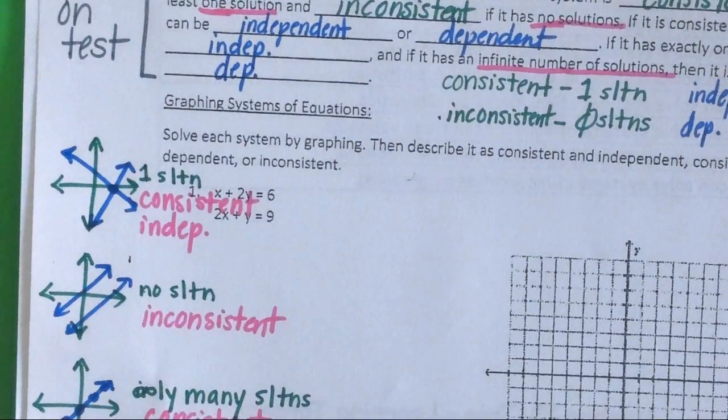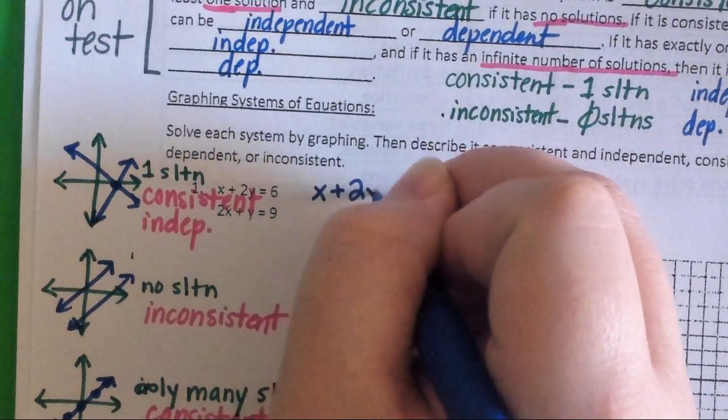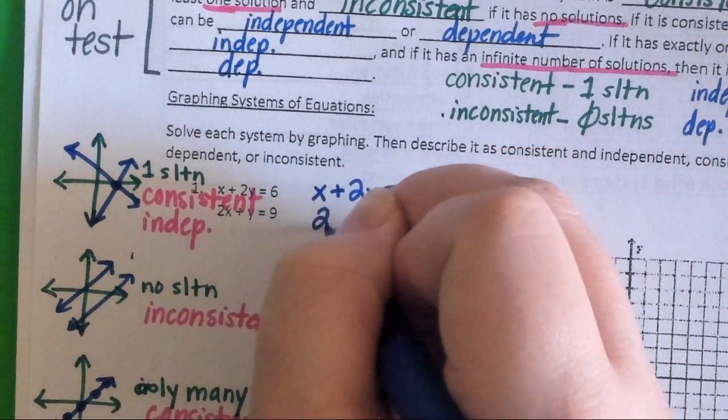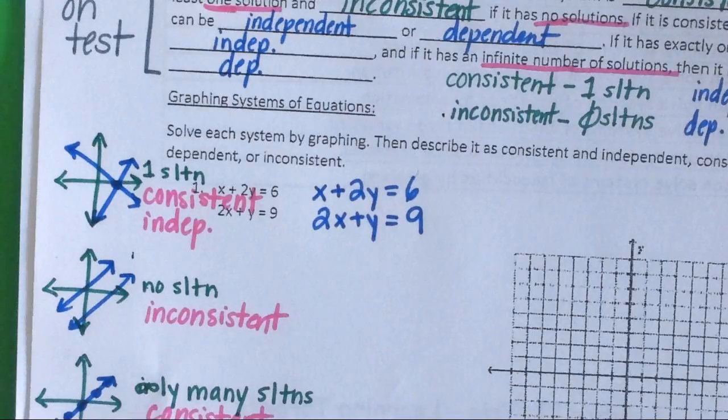Okay, so number 1, and it's hard to see because I've written all over it. x plus 2y equals 6. 2x plus y equals 9. What form are those equations in? Yeah, it's standard. You can have a point. It's standard form. Is it easy to graph in standard form? No. We need to put them in slope-intercept.